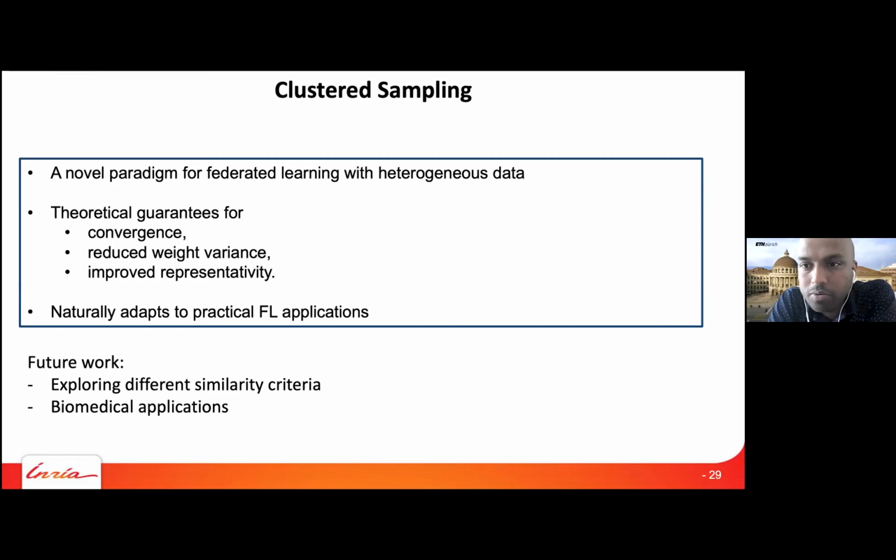I have another question. So basically, this is a method for getting diverse clients in each iteration, right? Yeah.